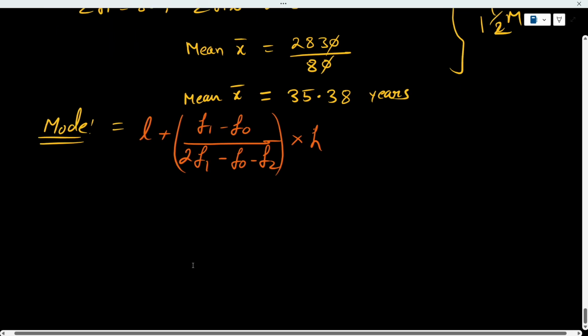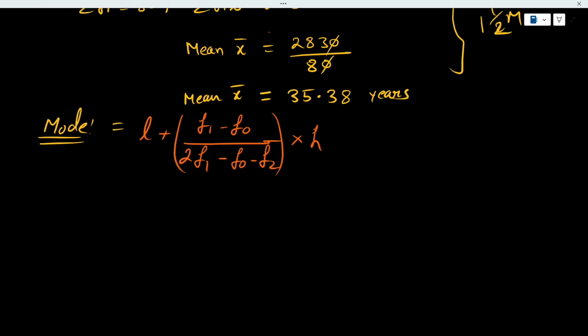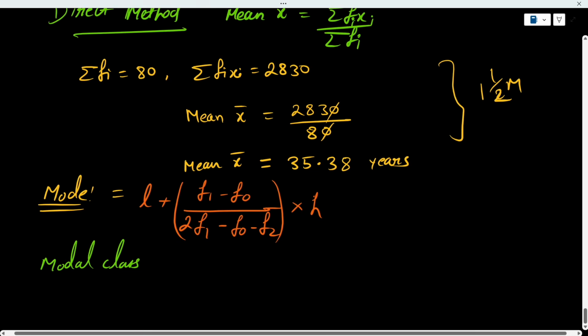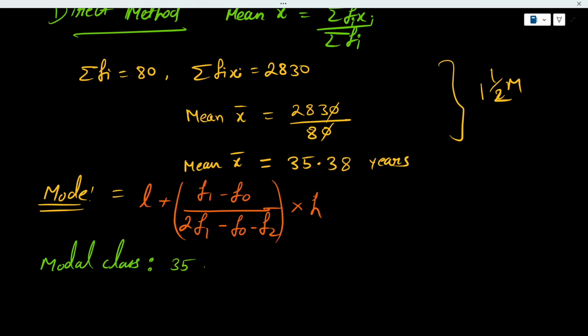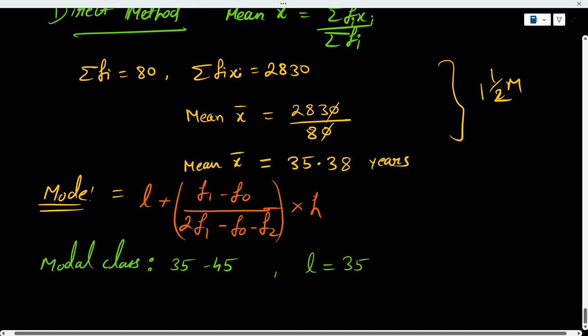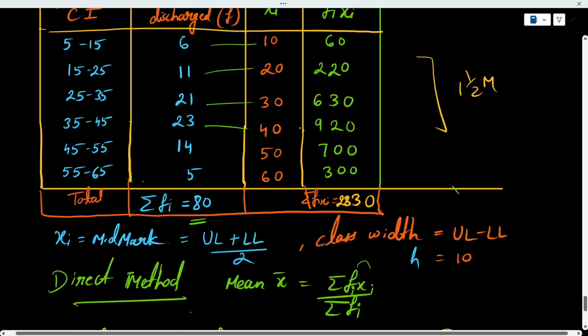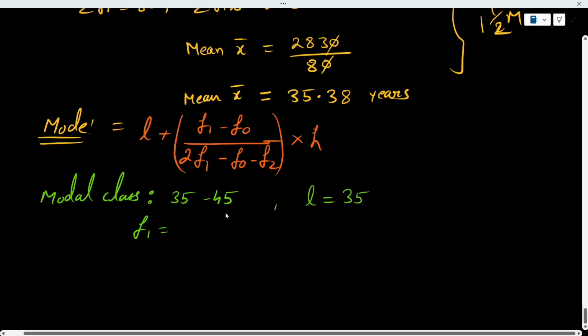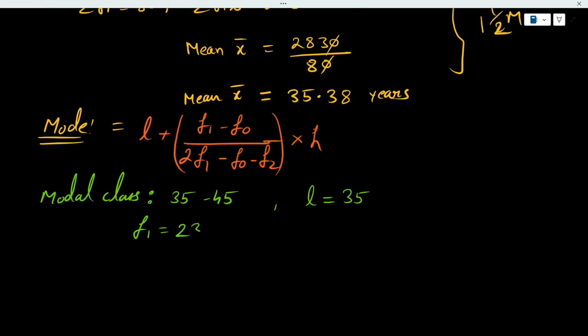Now, what are the values we have discussed? First, you will start by writing the modal class. The modal class is the class with the highest frequency. So what was the modal class here? 35 to 45, right? The lower limit of the modal class is 35, which is L. Now, what is F1? The frequency of the modal class, which is 23. I have also written highest frequency here, it is the modal class, which is 23, F1.